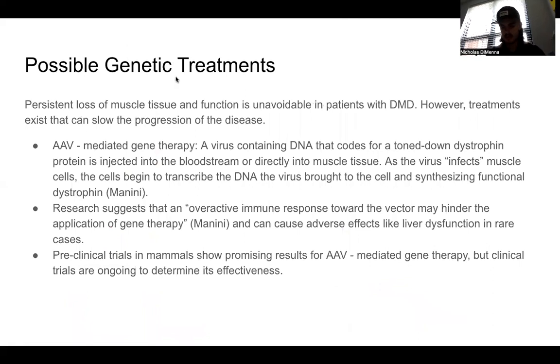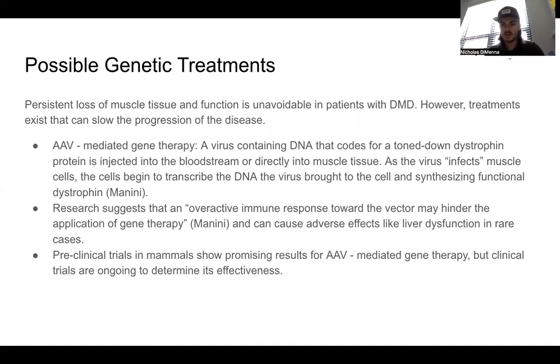So some of the possible genetic treatments we're looking at are AAV, adenovirus mediated gene therapy, where essentially we inject a virus into the muscle cells. This virus just has a package of DNA that the cell transcribes into that functional dystrophin protein, which can be used to protect the muscle cells and slow the progression of DMD.